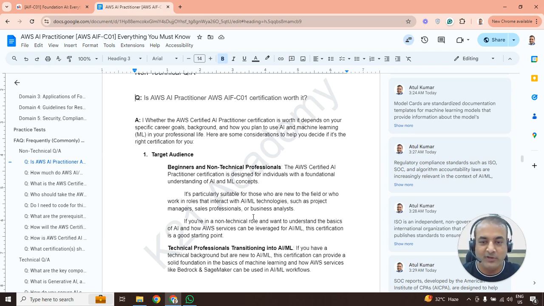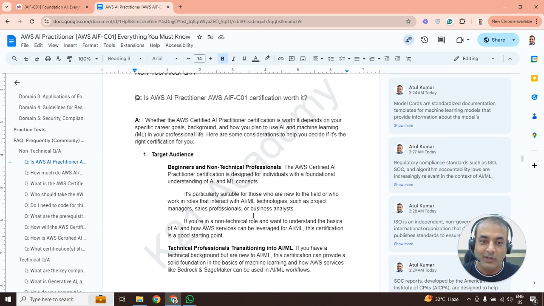To help you understand, I've documented this depending on the target audience you are. If you're a beginner or a non-technical professional, the answer will be slightly different than for a technical professional like me, who is transitioning to AI and machine learning from an on-premise, infrastructure, or IT world. If you're a beginner and non-technical professional, this will help you understand the concepts of AI, machine learning, generative AI, and a deep learning overview.